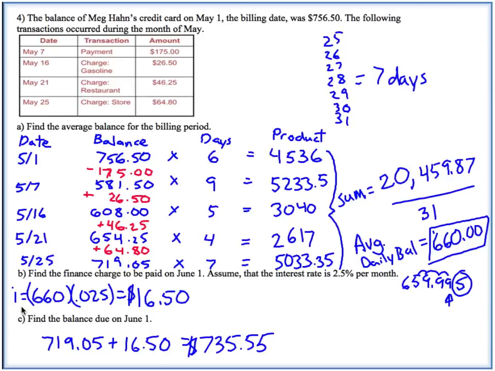Then you want to find your interest. So you take your 660 times 0.025, and that was $16.50 for your finance charge. And to find your new balance, you take the final balance here on May 25th, and then add on your interest, and you have a new balance on June 1st of $735.55. So that's how to find a finance charge and the new balance using the average daily balance method.